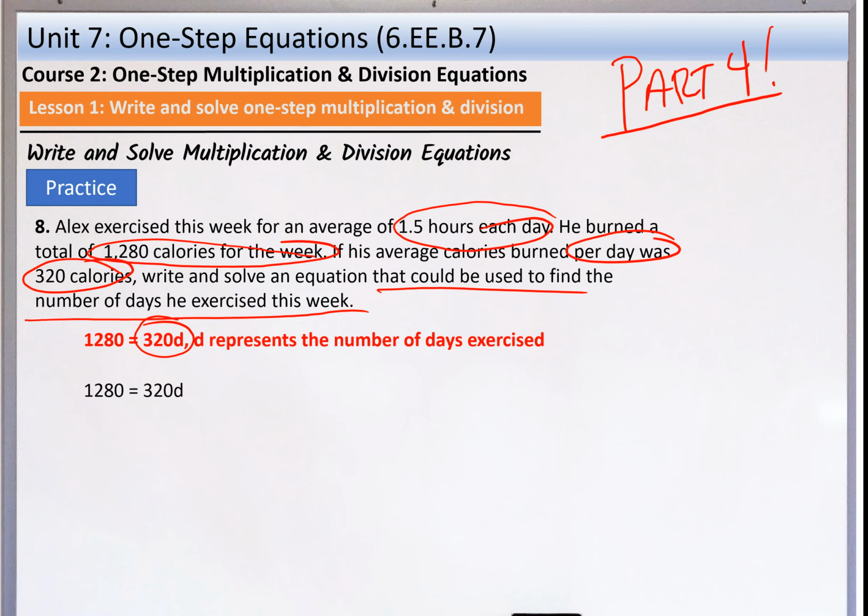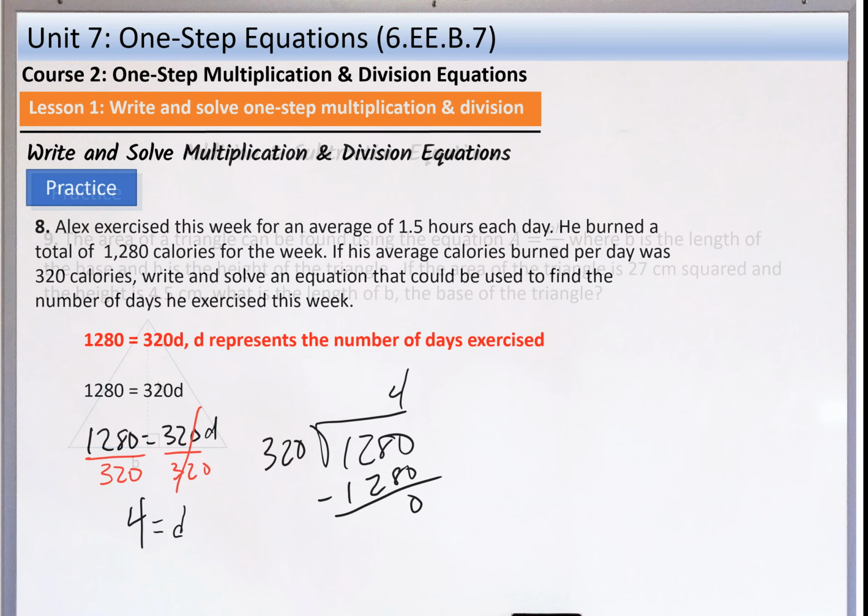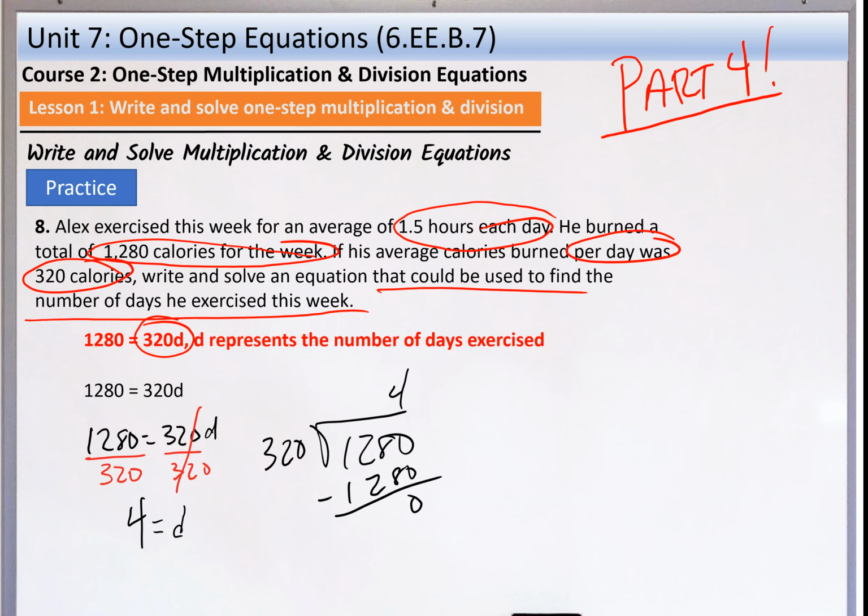So it's a multiplication, so we have to divide both sides by 320, and we get 4 days. So he exercised 4 days, and on each day he burned, on average, 320 calories every day. This was unnecessary information. Didn't need that.